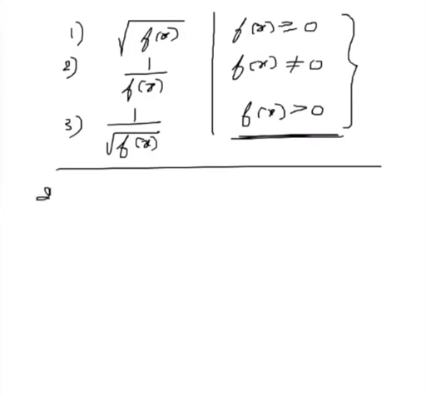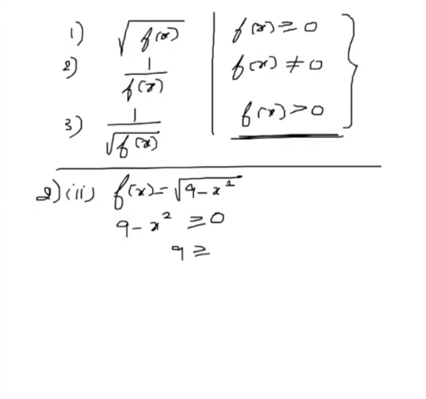Now let us do second question, second subdivision. f(x) is given as root of 9 minus x square. As I said, the function is under square root, which is in the numerator. Therefore, it should be greater than or equal to 0. Let us solve this inequality. 9 is greater than or equal to x square. That is, x square is less than or equal to 9.